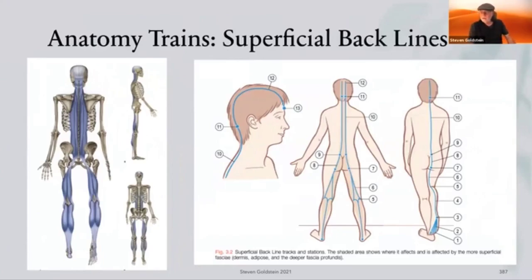You again can see his high leverage points, which he calls stations. And each of these spots are places where the dots affect the tension in that line fairly dramatically.